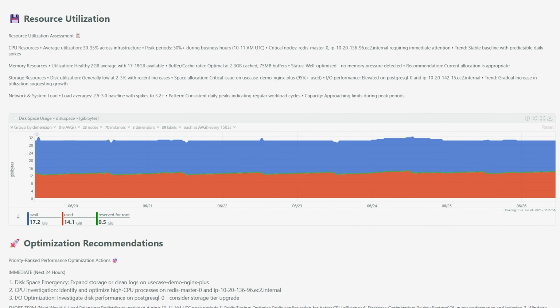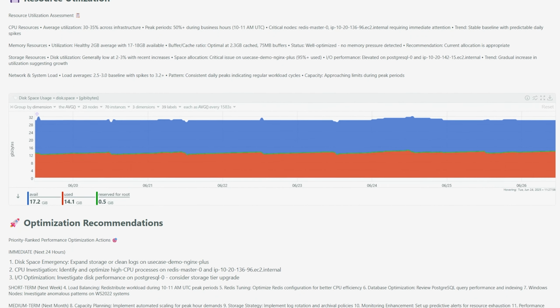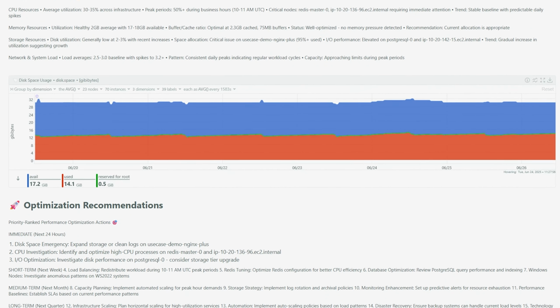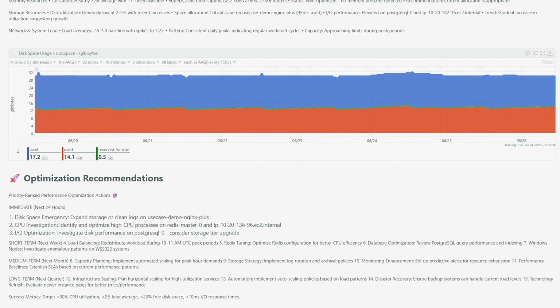Resource utilization explains on which nodes there's a very high utilization of resources and gives us an overview for the main metrics. Finally, on optimization recommendations, we can see action items to fix and optimize our infrastructure. Again, they're grouped on short, medium, and long term, so you can prioritize what you do.